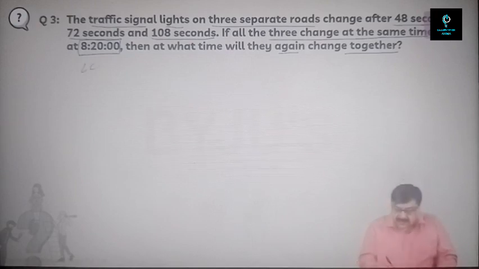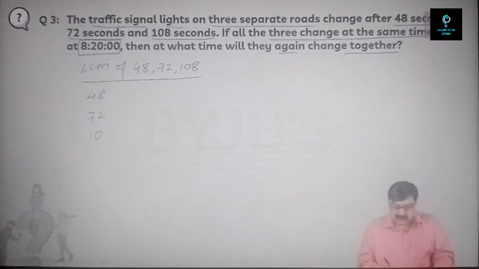So we have to take the LCM of 48, 72 and 108. Let us start with prime factorization. 48: highest power of 2 with which 48 is divisible. It is divisible by 2, by 4, by 8. 8 sixes are 48, which means it is divisible by 16 also. 16 threes are 48, so 2 raised to 4 into 3 raised to 1.